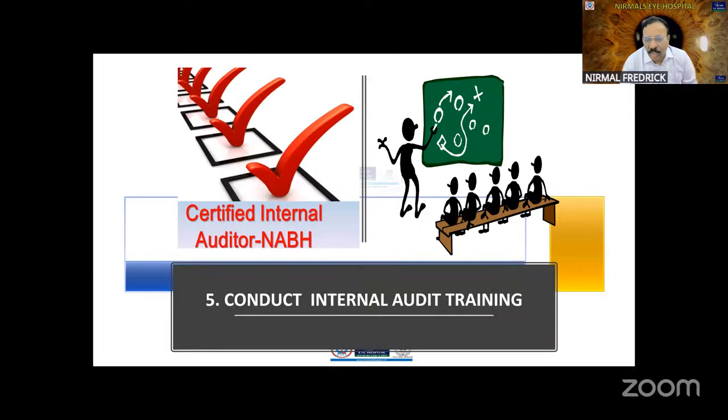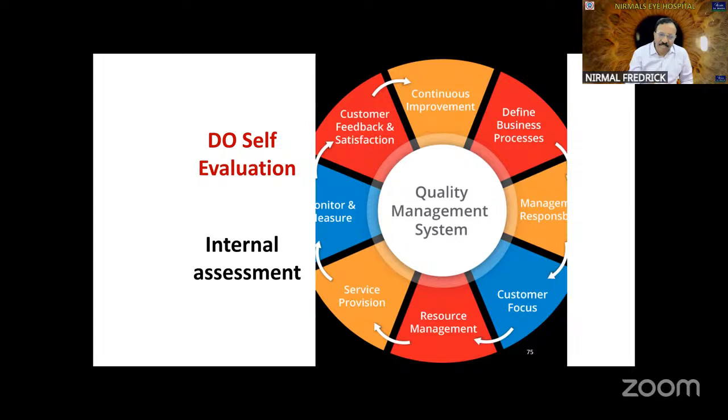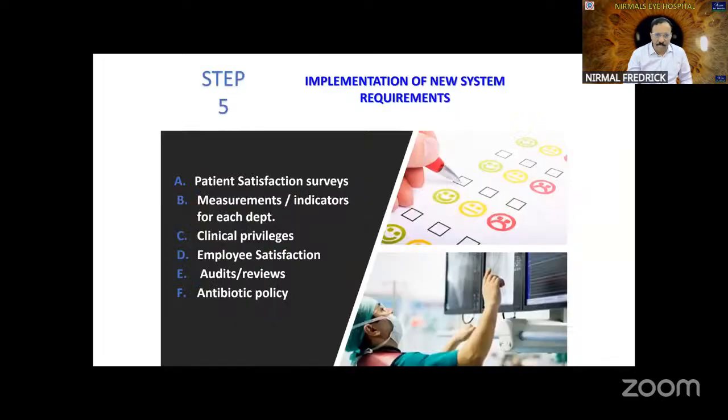And then internal audit. So once you start implementing, some of your people can become internal auditors. So they can go to other areas and audit and see what all is implemented fully and whether there are any gaps in the implementation. So this is called self-evaluation or internal assessment. Some people call it internal audit. Some hospitals call it internal assessment. And basically all quality management systems need internal assessment.